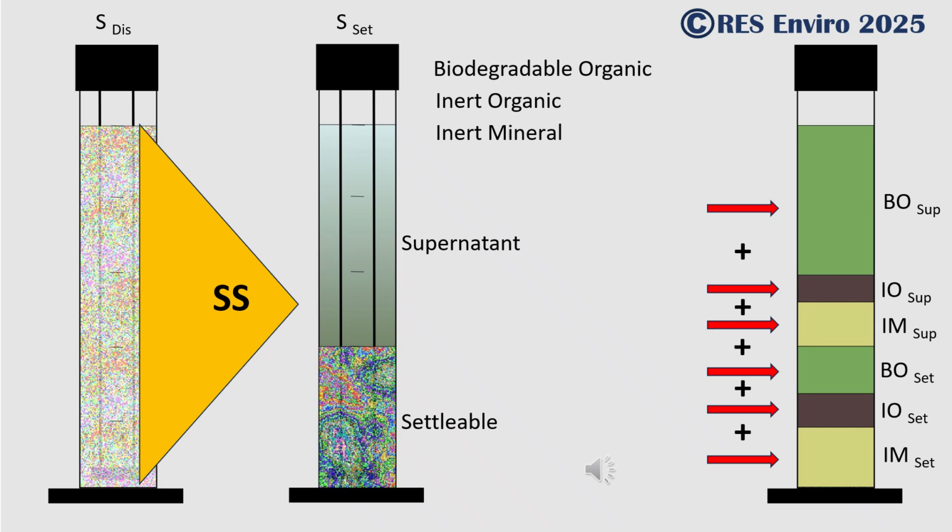Looking at the sample marked SDis, a suspended solids measurement on this fully dispersed wastewater sample will give a good representation of the pollution load across all the discernible fractions, shown on the right. The only pollutants not represented in such a measurement are the dissolved biodegradable and inert organic and mineral fractions from the settled sample marked SSET, fractions BO, IO, and IM on the graphic on the right. These fractions are not filterable with the prescribed standard filter used for the analysis.